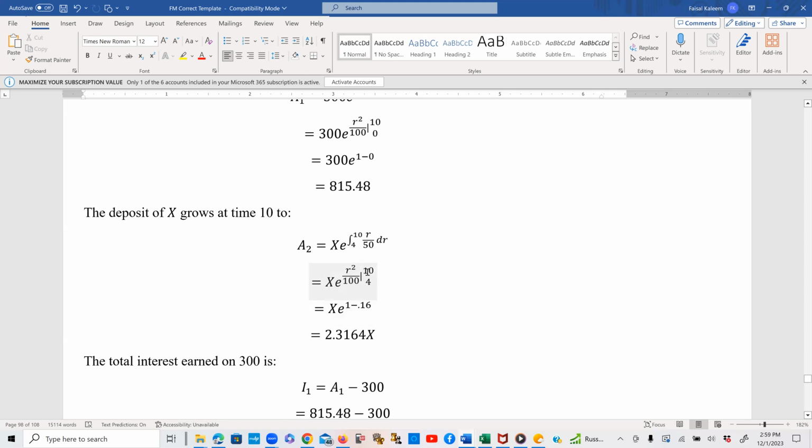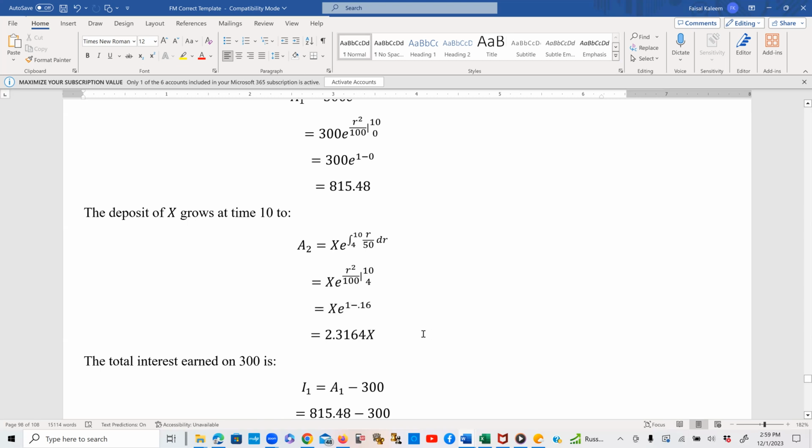So when you put in r equals 10 as the upper limit, 10 squared is 100. That's why 100 by 100 is 1. And the lower limit would be 4 squared by 100. 4 squared is 16, so 16 by 100 is 0.16. So this time it would be x e to the power 0.84. And e to the power 0.84 is 2.3164.